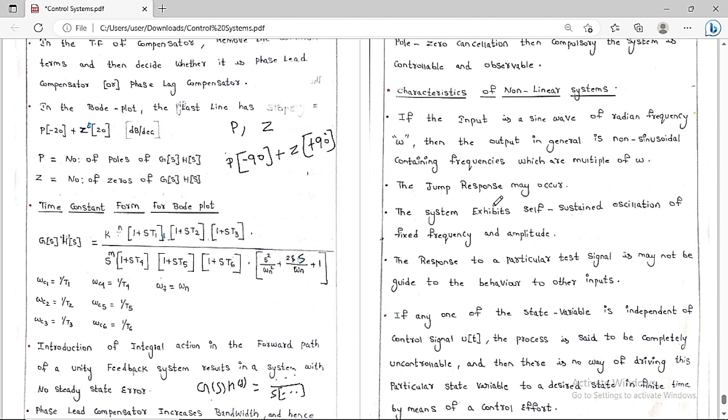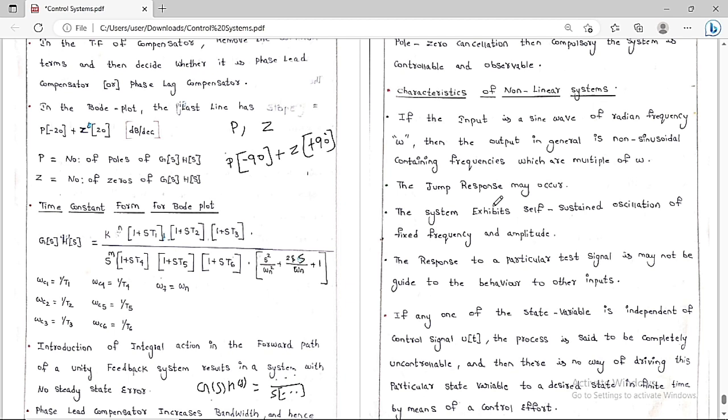The next point is that the response to a particular test signal may not be tied to the behavior for other inputs. I have already told you, in the case of LTI systems, if you give delta of t, you get h of t, and the output is the convolution of x of t with h of t, because that is valid only for LTI systems but not for non-LTI systems.